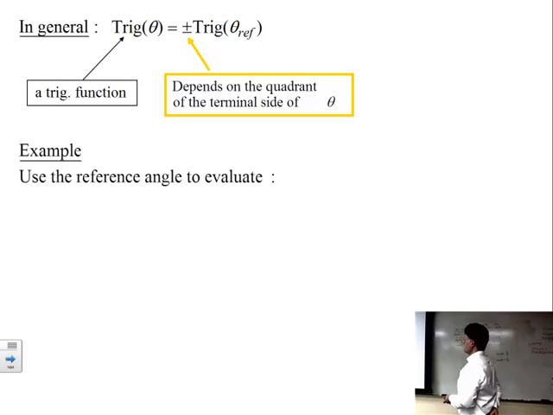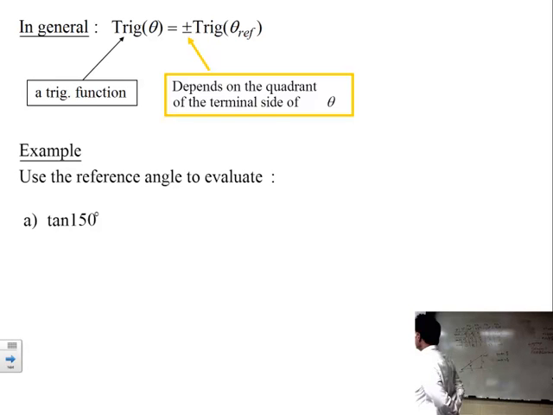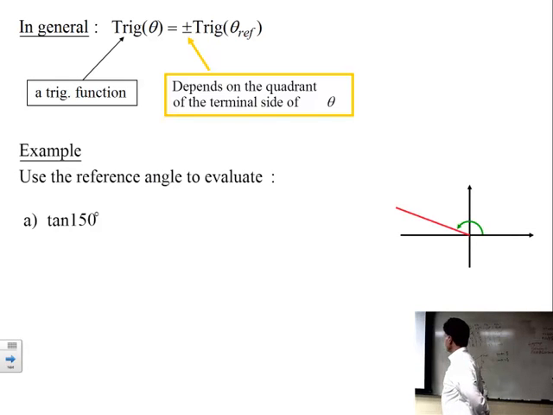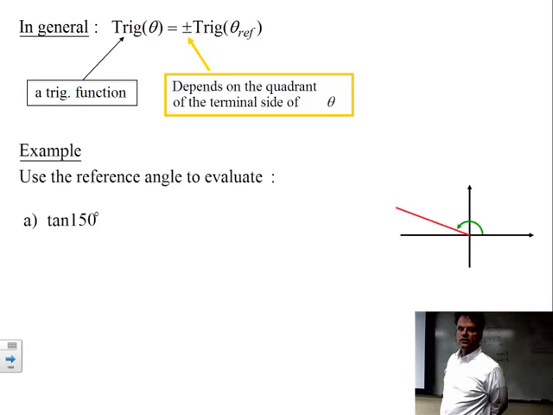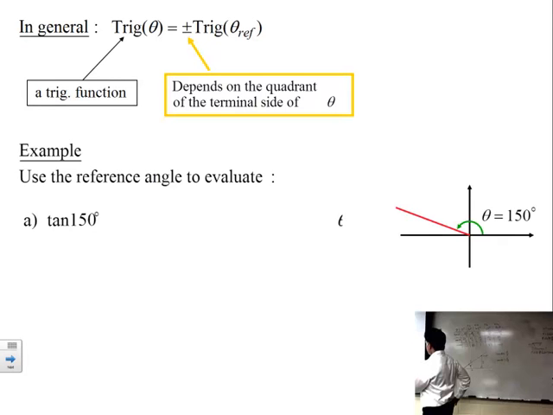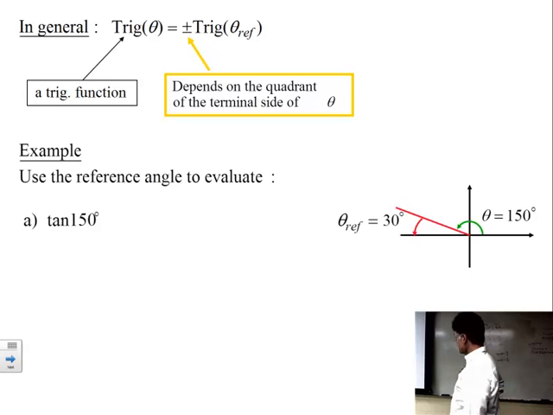So let's use reference angles to evaluate, say, tangent of 150. So let's draw 150. There's 150 degrees. What's the reference angle? 30. It's 30. It's the shortest angle you can get between it and the horizontal axis. So the reference angle is 30 degrees.